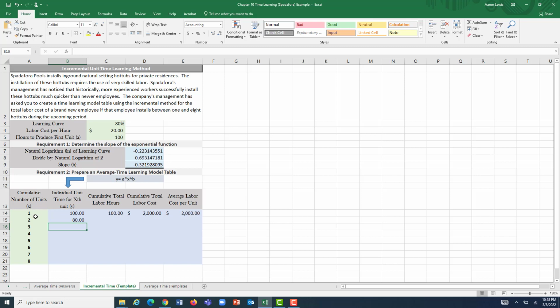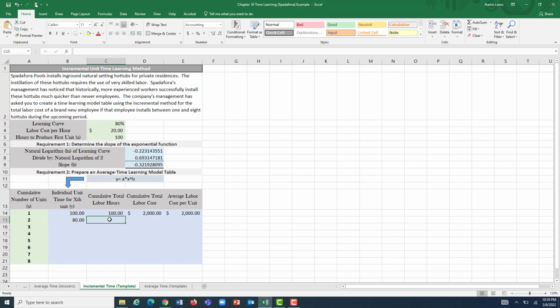Our theory says that every time the number of units this person has worked on doubles, that last unit they make should take 80% of the time as the unit did before production doubled. Did it take this worker 80% of the time to do the second unit that it did the first unit? You betcha it did. He's down to 80 hours for the second one.